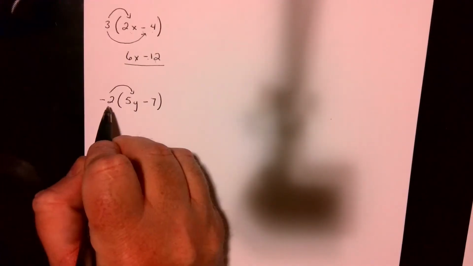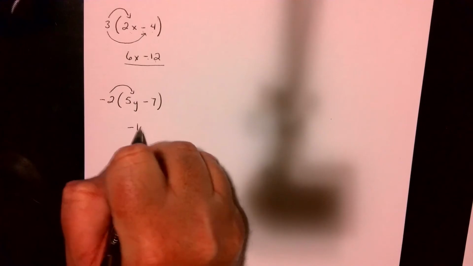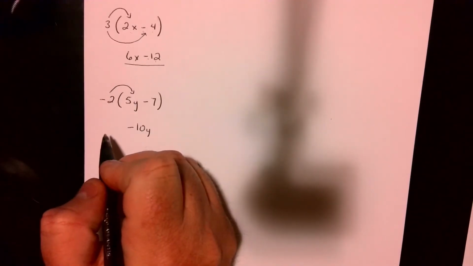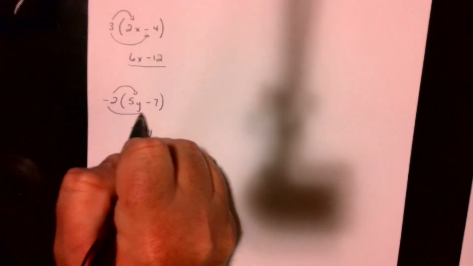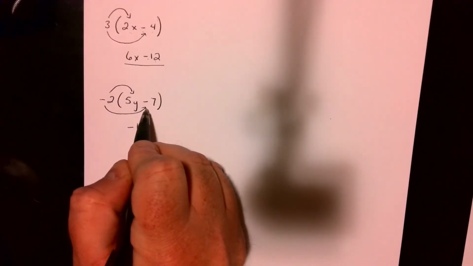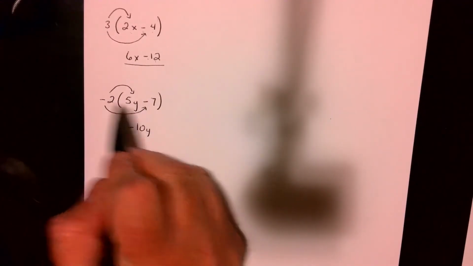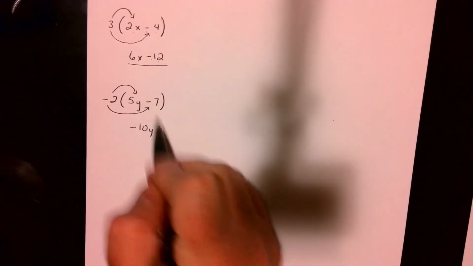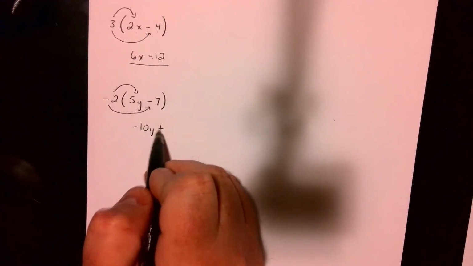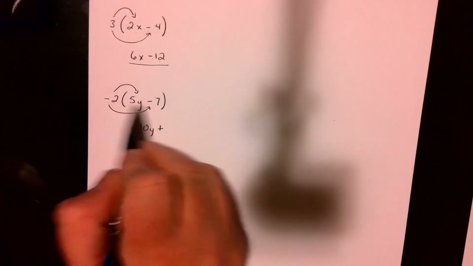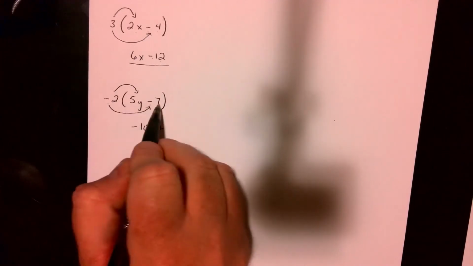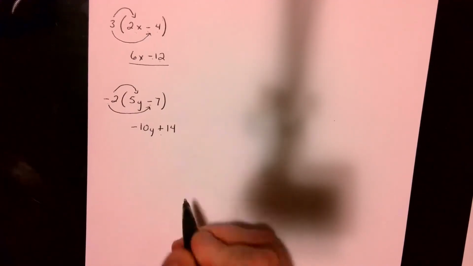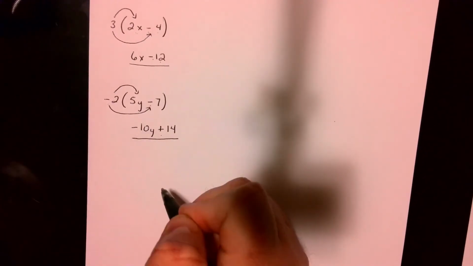So negative 2 is times by the 5y. So negative 2 times 5 makes negative 10y. And then we also have to take the negative 2 and times it by this last term as well. Be careful here. A negative times a negative makes a positive. Do not just bring the sign down. Okay, that's another mistake kids make. Make sure you times the signs. Negative times a negative makes a positive. 2 times 7 turns out to be 14. Okay, so negative 10y plus 14 is my final answer.